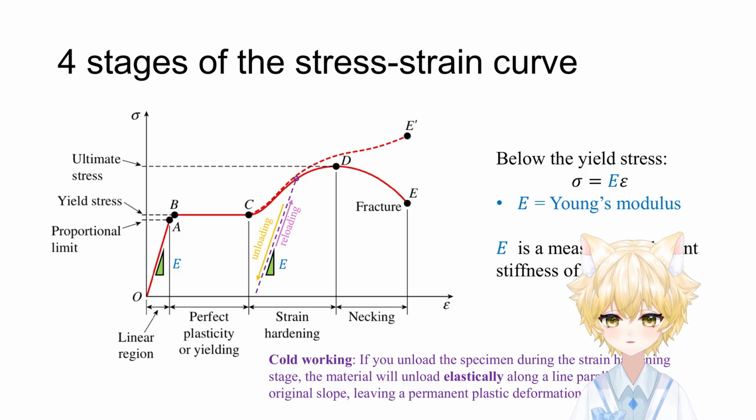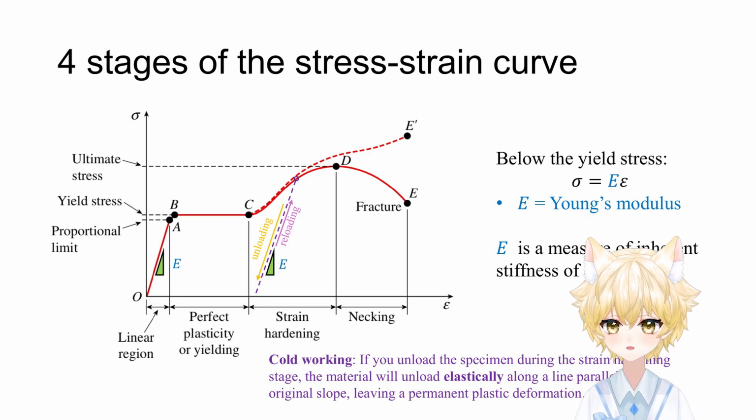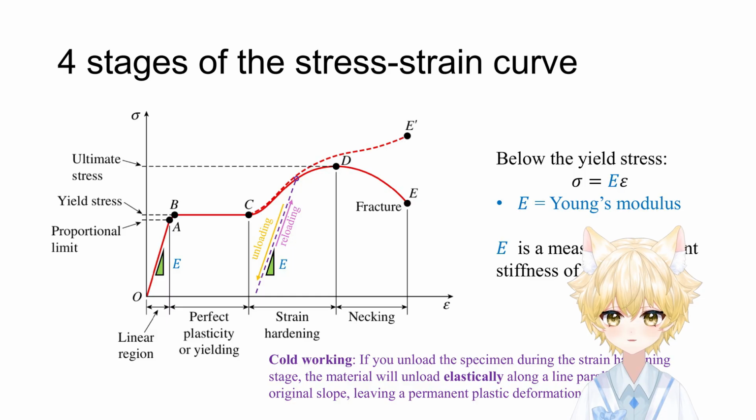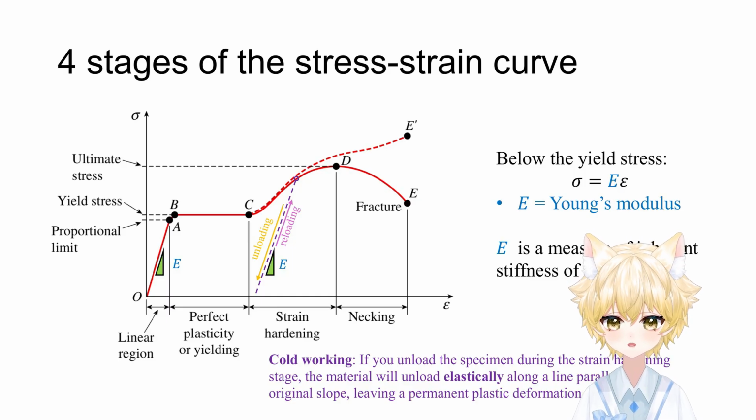An important point here is unloading. If we unload the specimen during the strain hardening stage, the unloading path is elastic, with a slope approximately equal to Young's modulus. However, a permanent plastic strain remains. This is what we refer to as cold working.